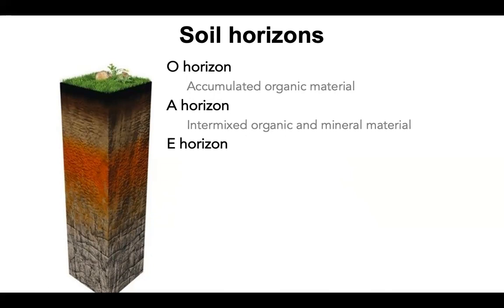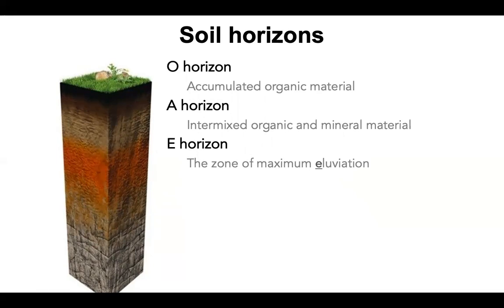Below that, you can get an E horizon. Now, an E horizon stands for the zone of maximum eluviation. Remember, eluviation is one of our 4 soil forming processes. With eluviation, what we have is the loss of things. And with that loss of material, things like different minerals, iron and aluminum, et cetera, you get this lightening of your E horizon.